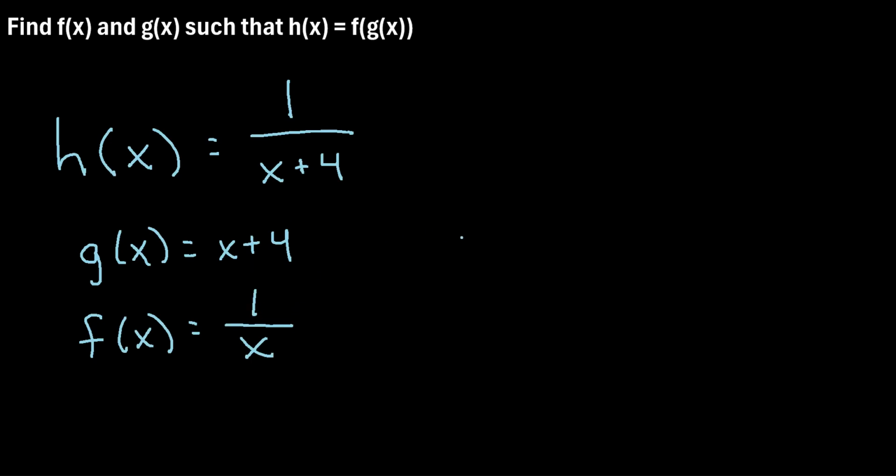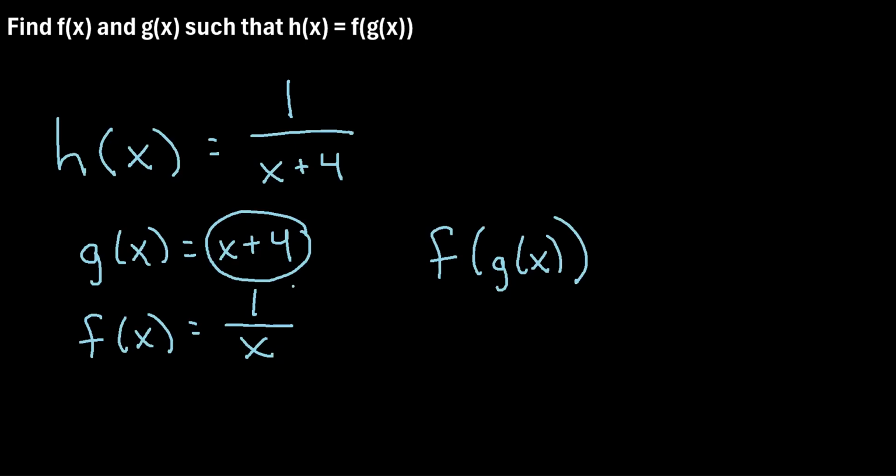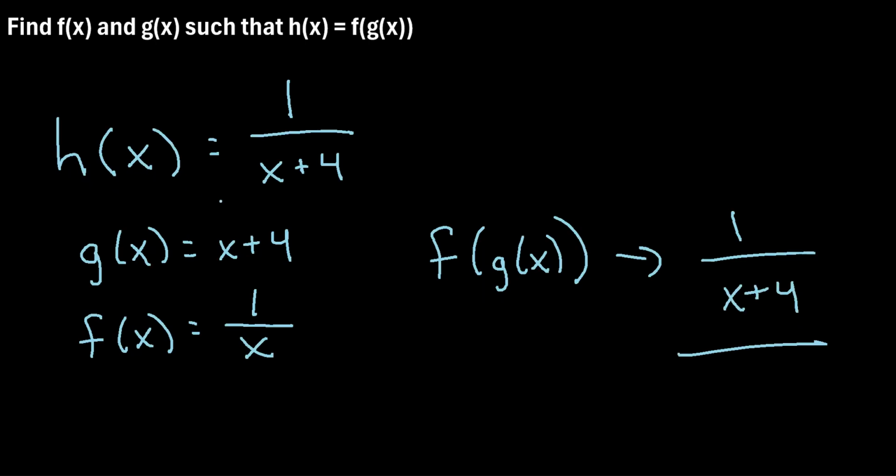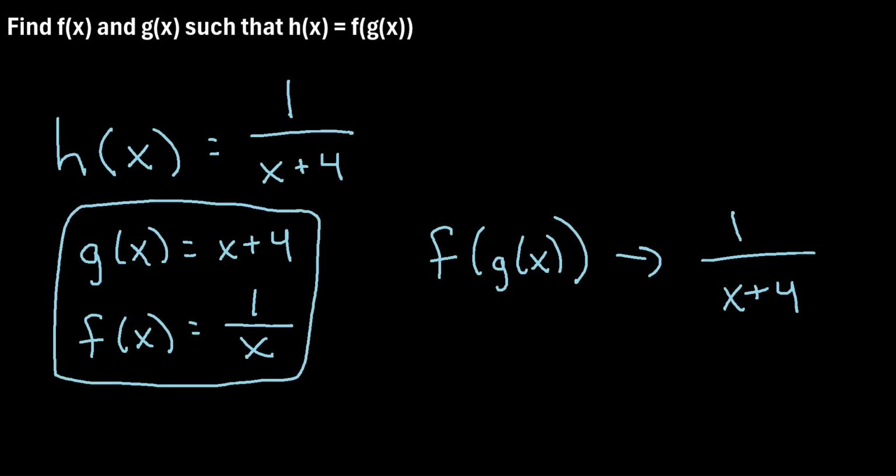And again, just to double check that we got the right answer, we can say, okay, what is f of g of x? Well, this means just insert g of x into x in the f of x equation. So if we insert g of x into x for this equation, we get 1 over, instead of x, we're writing x plus 4. And this perfectly matches h of x. So that's how we can verify that we got the right answer. So again, here's our answer for g of x and f of x.